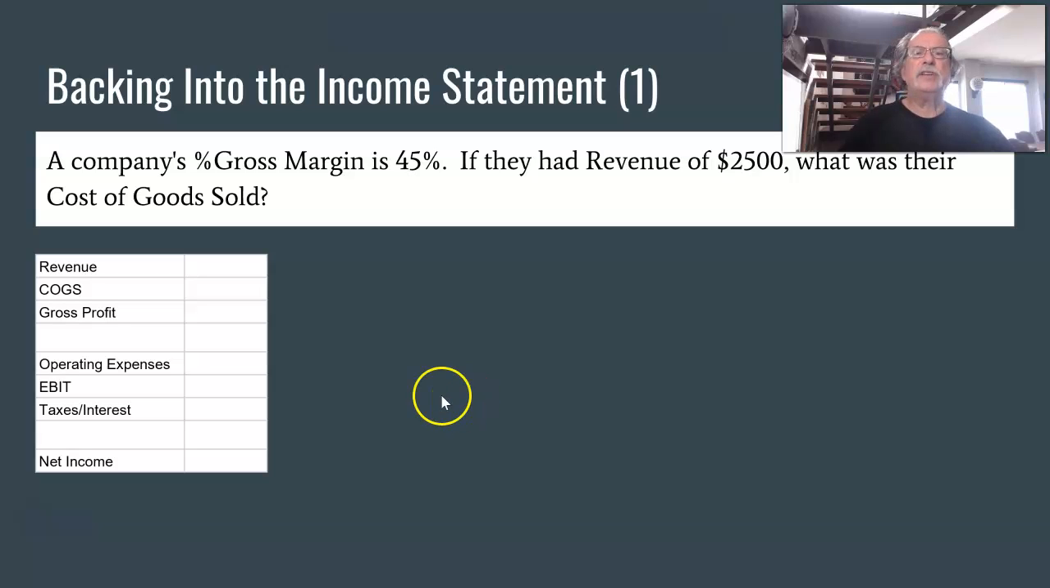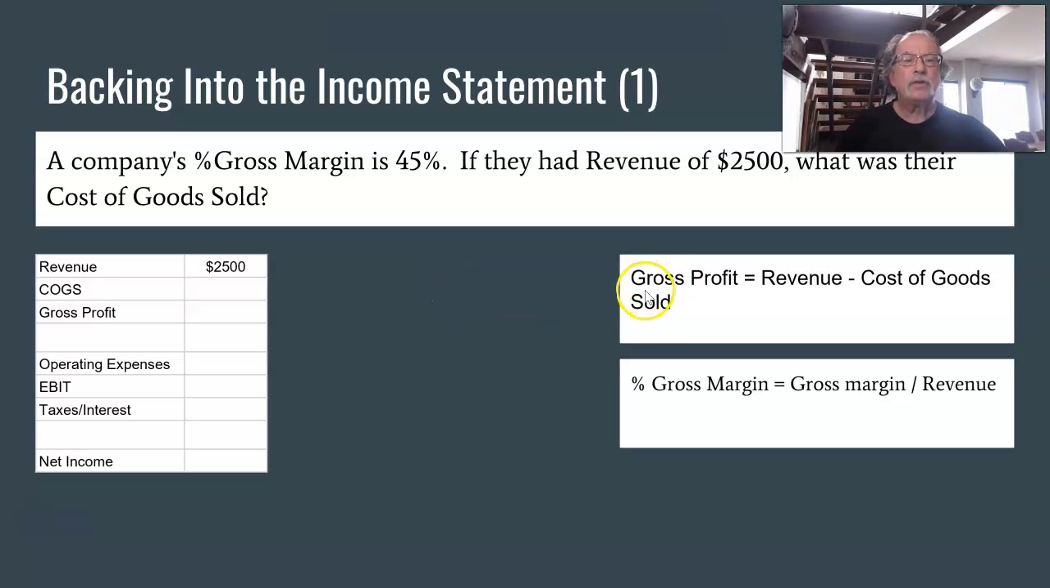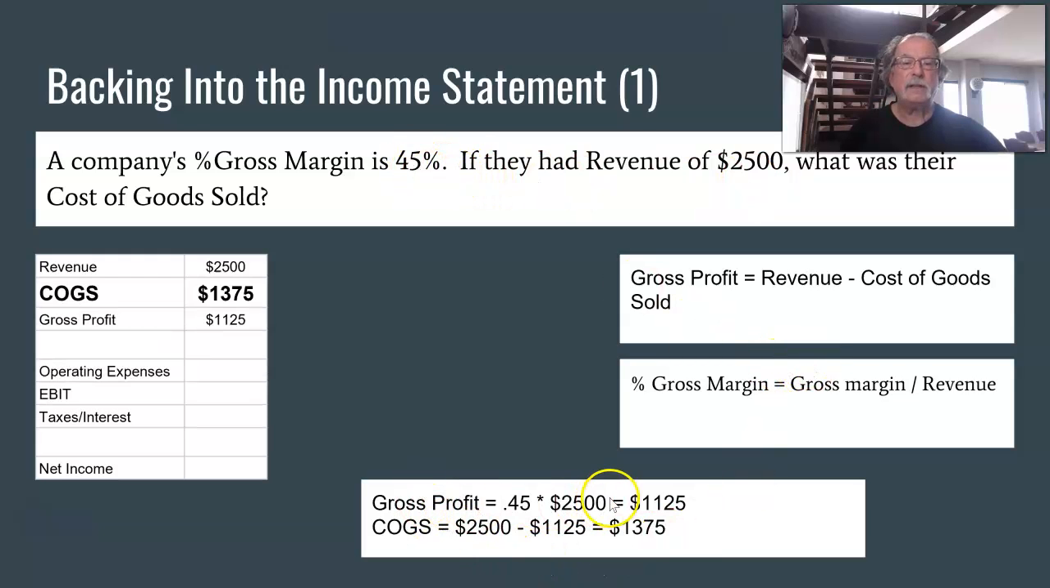So what can we do with this information? Well, let's look at a company that has a gross margin of 45%. If they have revenue of $2,500, what is their cost of goods sold? So their gross profit is their revenue minus their cost of goods sold. The gross margin is this gross profit, and gross margin is many times used for gross profit, divided by revenue. So we know what revenue is, we know what gross margin is. We can back into gross profit because we know that it's 45% of $2,500, and because of that we can back into cost of goods sold.